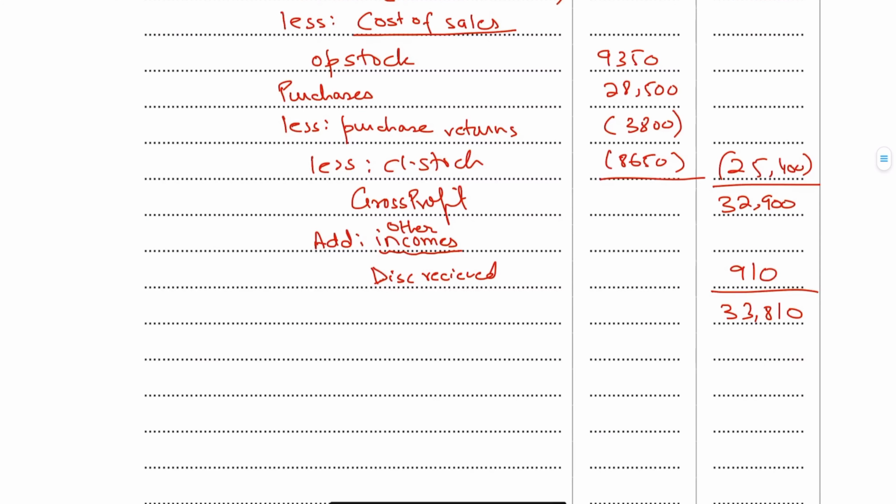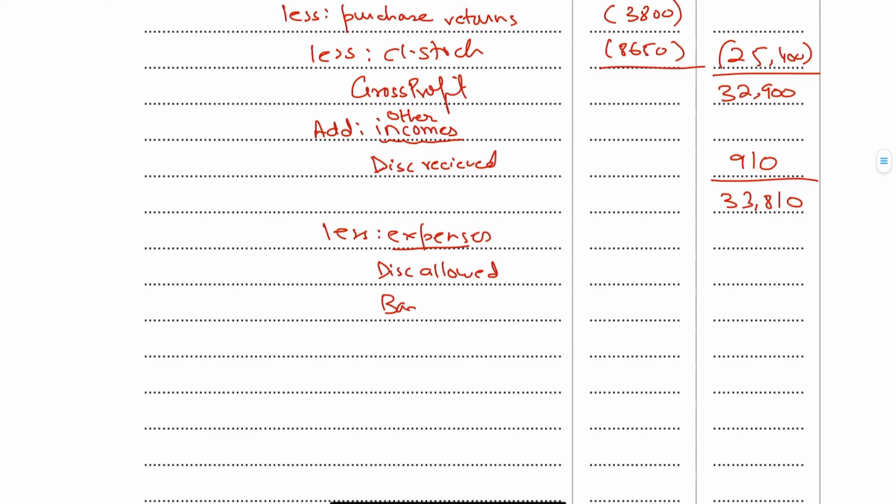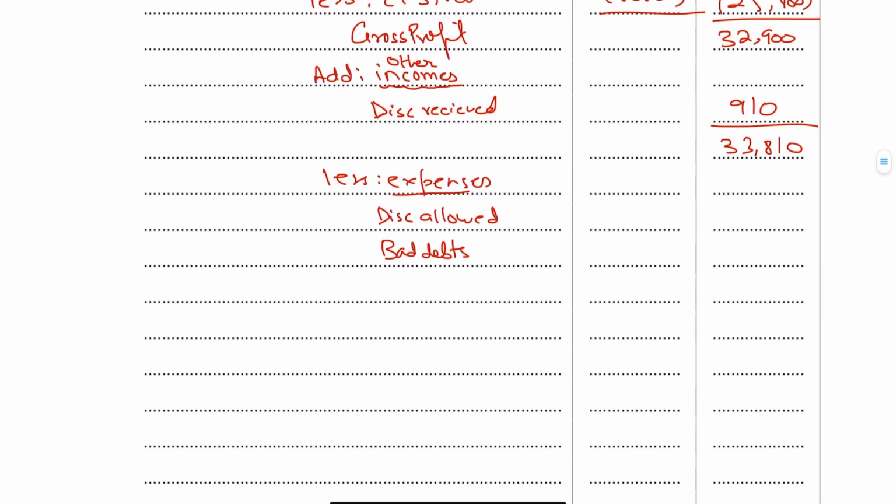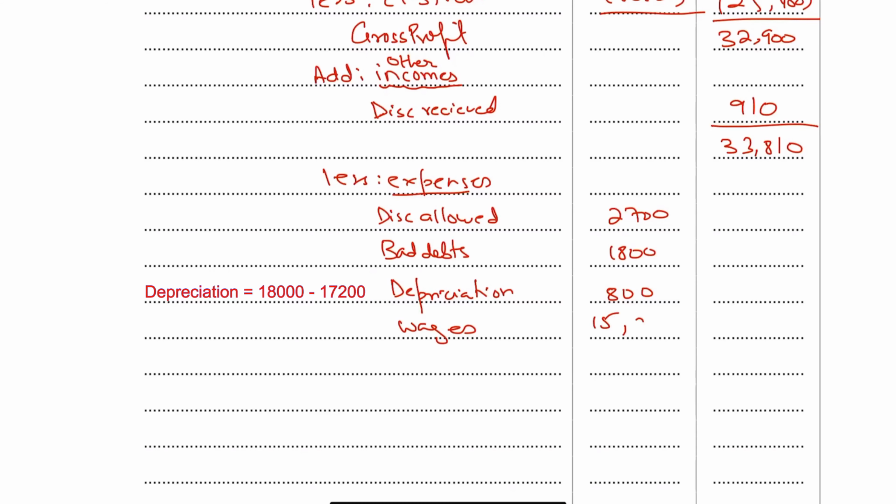Okay, after you have calculated the total income, that is 33,810, you will deduct from it the expenses that are given in the question. How many expenses? You have discount allowed as an expense, then you have bad debts as an expense. For example, discount allowed would be 2,700, bad debts is 1,800. Then you have depreciation, which is also an expense, but it's a non-cash expense, 800. Then the wages, that are 15,200.